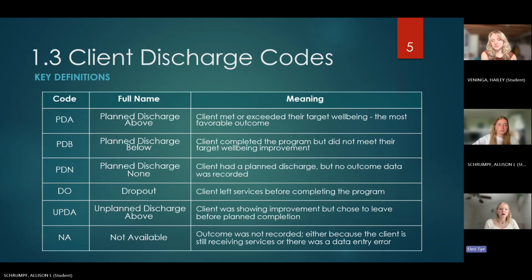Then we have UPDA, that's unplanned discharge above. So the client was showing improvement but chose to leave the program before their plan completion. And then NA, not available. That outcome was not recorded either because the client was still receiving services or there was a data entry error.